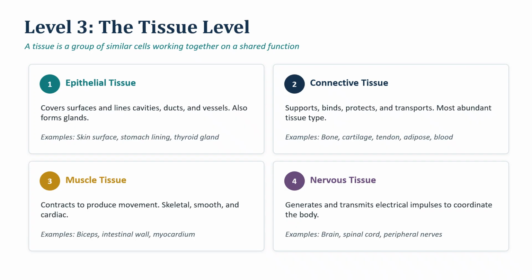Number 4 is nervous tissue, which generates and transmits electrical impulses and coordinates body activities. It makes up the brain, spinal cord, and peripheral nerves. 4 types here: cover, support, move, and control. If you can remember those 4 verbs, you could rebuild this whole list.